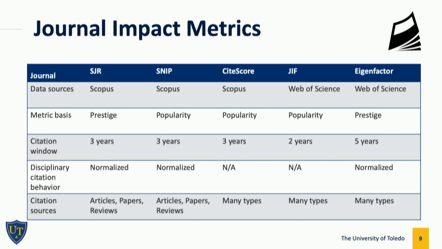And also the sources of citations. Some of the indexes only look at certain kinds of citations, articles, papers, and reviews, as opposed to any kind of citation that may appear in a journal.